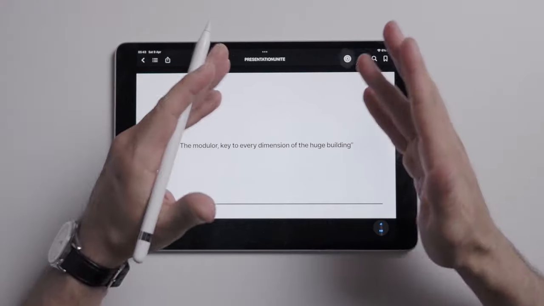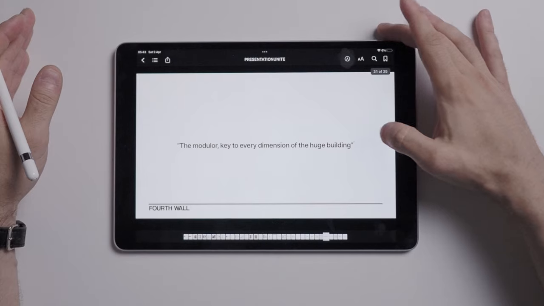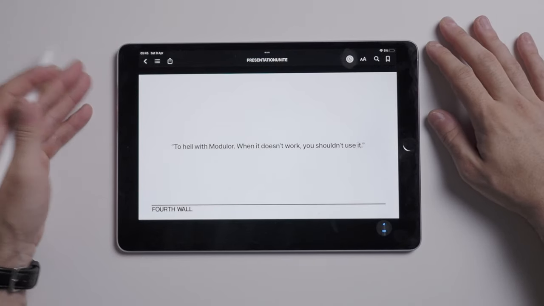Now, if you remember my Villa Savoye video that I did, there was a chapter in that video where I was mentioning that he was a man of contradictions. And here there is no difference. I looked for a couple of quotes from Le Corbusier. He says, "The modular, key to every dimension of the huge building." But at the same time, he also says, "To hell with modular. When it doesn't work, you shouldn't use it." So there are those two sides in this concept as well. And I think it translates very well to all his work because it reflects the way he was, basically.